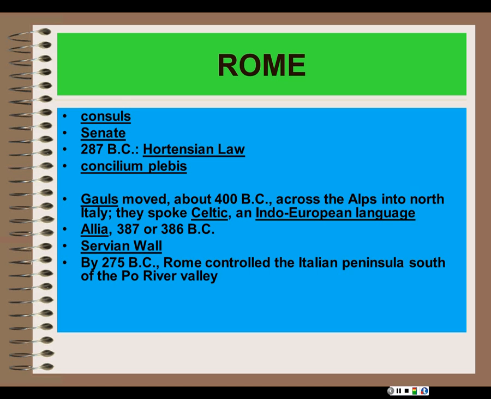And so another thing that we want to talk just a little bit about here is how Rome grows and takes over most of the Italian peninsula. About 400 BC, the Gauls moved into Italy. They moved across the Alps into Etruscan territory. And the Gauls were a Celtic, or you sometimes pronounce it Celtic, people.